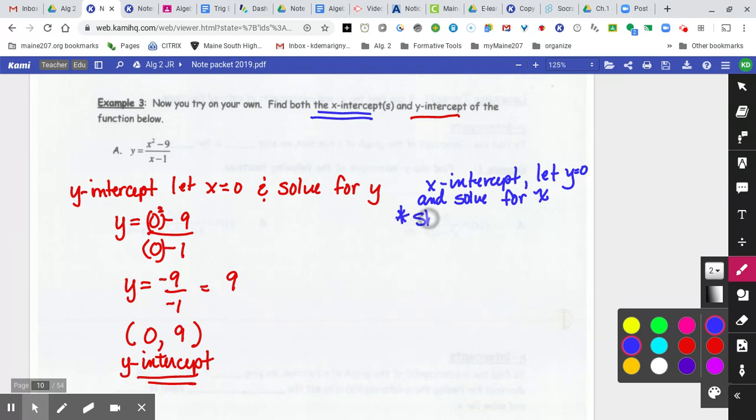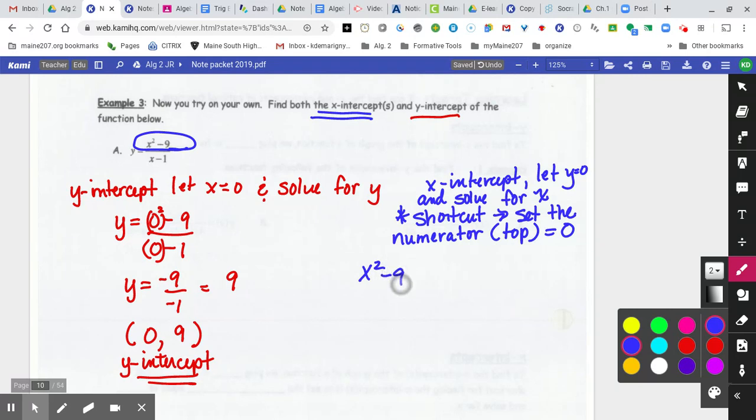Don't forget the shortcut. The shortcut says set the numerator, and the numerator is the top, equal to 0 and solve. I'm going to go with the shortcut because I'm a big fan of shortcuts. To find my x-intercept, I'm going to say x squared minus 9 is equal to 0. If we're going to solve that, we have our choice: factoring, that's my first choice, algebra, quadratic formula, or graphing.